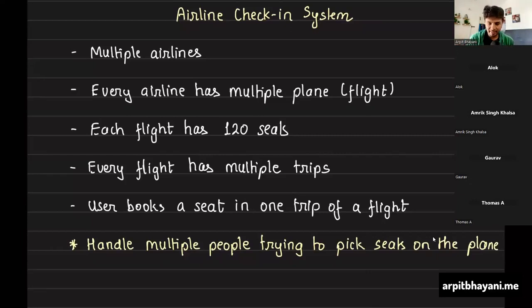So this airline check-in system is just a small prototype for us to understand database locking. So we have multiple airlines, Air India, Indigo, Go Air and whatnot. Every airline has multiple planes or flights. Each flight has 120 seats. I'm just oversimplifying it. Every flight has multiple trips. Users book a seat in one trip of a flight. Usually how we all travel, right?